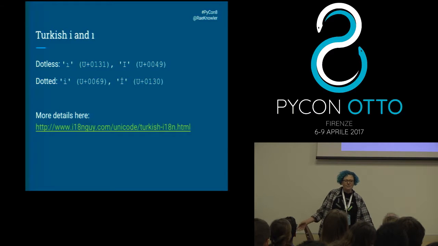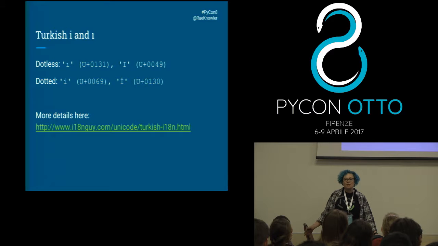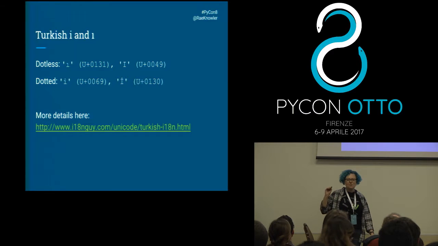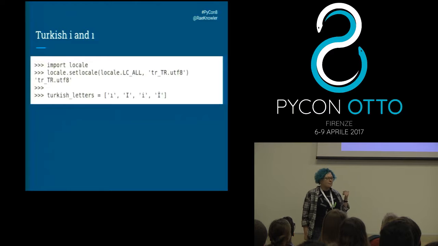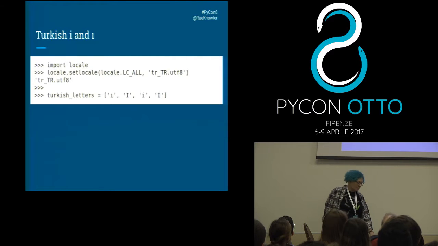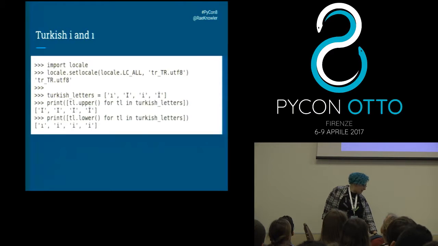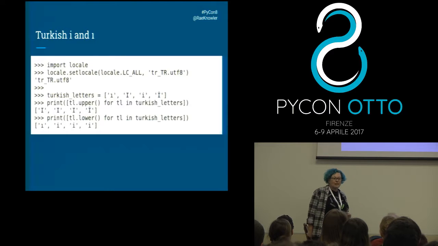There are 4 letters for I in the Turkish language, and they each have their own Unicode code point. And so you would think, okay, Python 3 has Unicode per default. If I want to use these in my code and switch between lowercase and uppercase, it will just take care of that for me. And just to test this, in my command line, I set my locale to Turkish, UTF-8, and I have an array of different Turkish letters. I hope you can see this, I hope it's big enough.